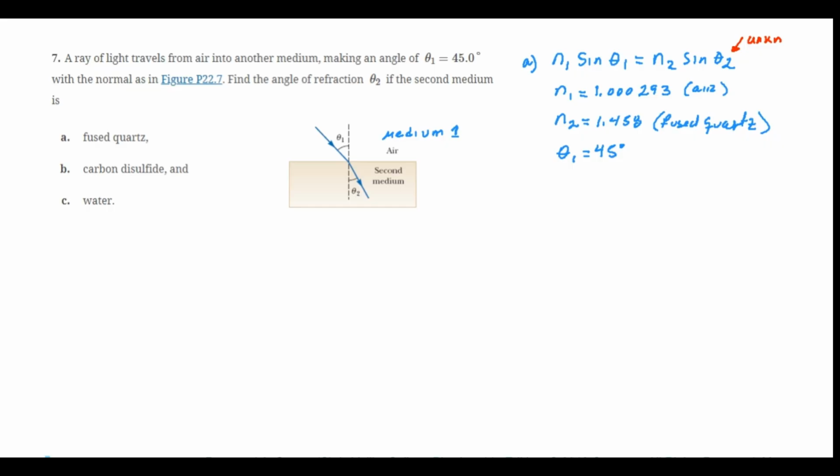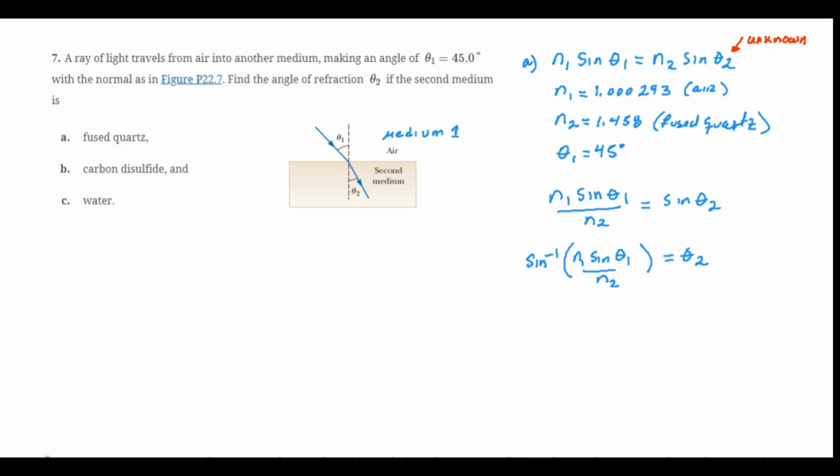We say that n1 sine of theta 1 over n2 will be equal to the sine of theta 2. Now we're going to apply the inverse sine. So we can say that the inverse sine of n1 sine of theta 1 over n2 is going to be equal to theta 2.